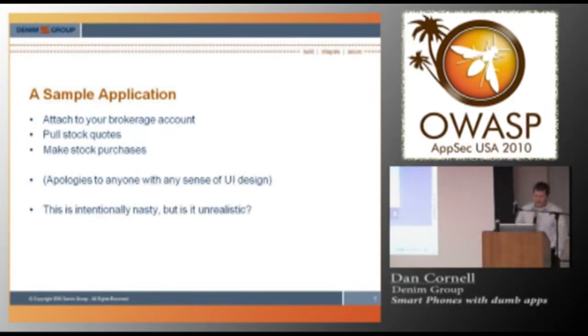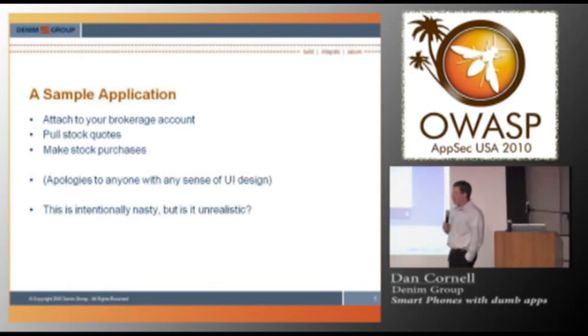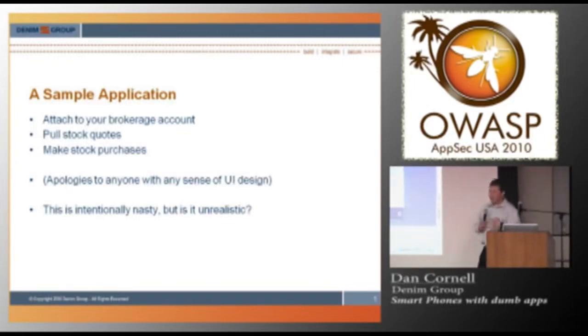So we've got just a real simple sample application where you attach to your brokerage account. You can pull stock quotes and make stock purchases. Again, it's intentionally nasty, but I guess my question for y'all is, is it unrealistic? All the problems that we're looking at are things that we've seen in actual applications out in the wild, either for clients that we're assessing stuff for, or with us going out and doing research and looking at stuff. And my apologies to anyone who has any sort of eye for design.